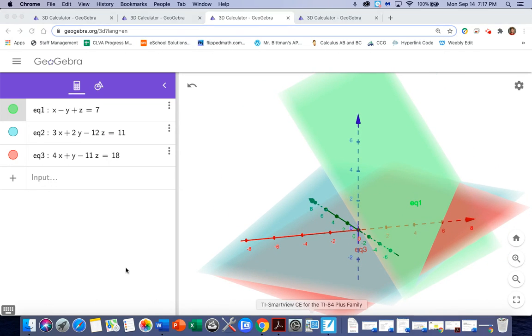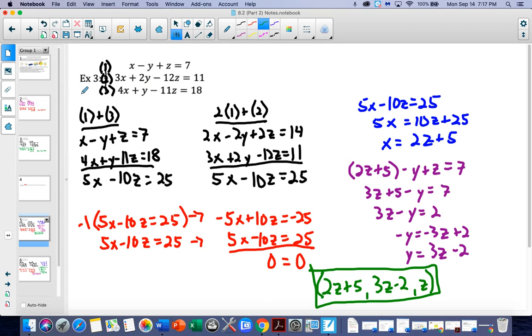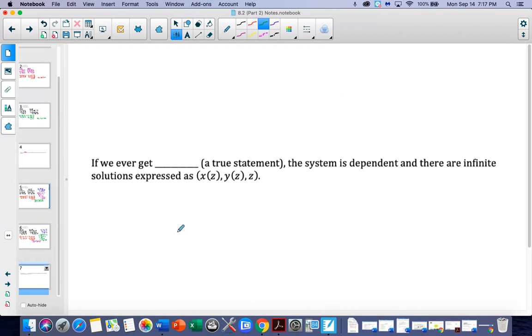Right? So the final blank on your notes is just if we ever get 0 equals 0, which is a true statement, the system is dependent, there are infinite solutions, and we're going to express them like this. Okay, we're going to solve for x in terms of z, we're going to solve for y in terms of z, and then we're going to have the z coordinate just there.